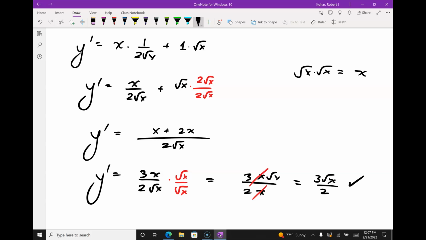Let's do one where we have to use the product rule. So these 2 examples I showed you, I don't have to use the product rule. So don't bother. But if you have no choice, then you have to use the product rule. So let's do one where we have to use the product rule. We ready? Hold on.